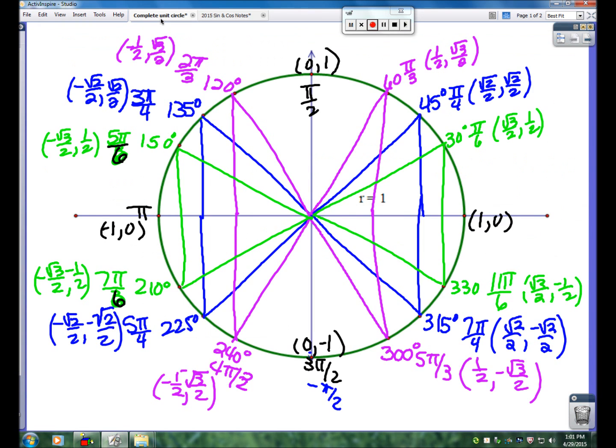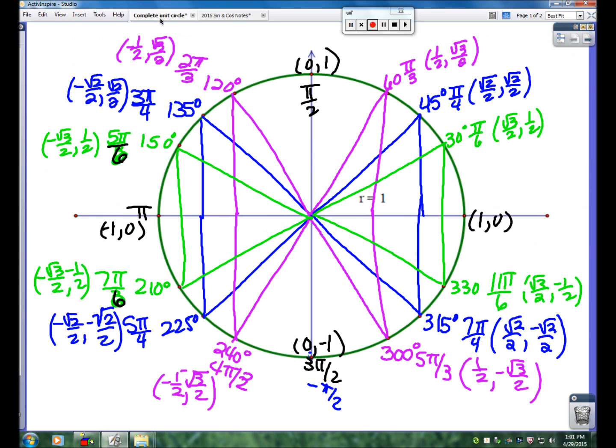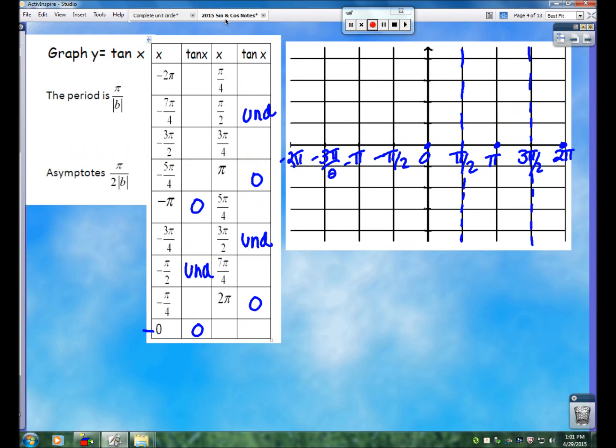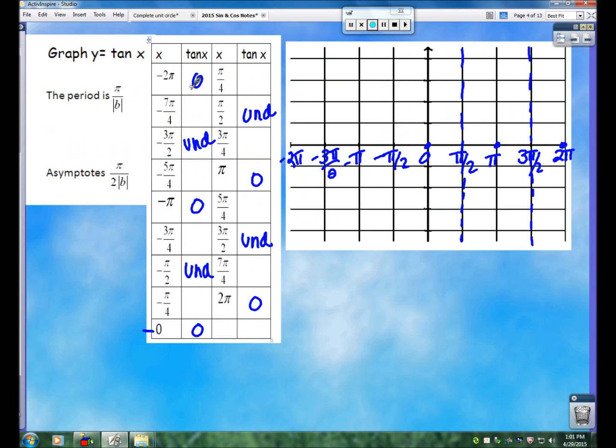The tangent of negative pi is 0 over negative 1, which is 0. The tangent of negative 3 pi over 2 is 1 over 0, which is undefined. And the tangent of negative 2 pi is 0 over 1, which is 0. All right, so we see the same thing here.